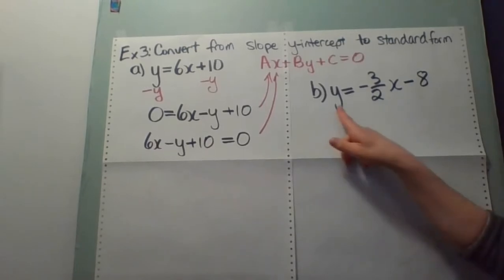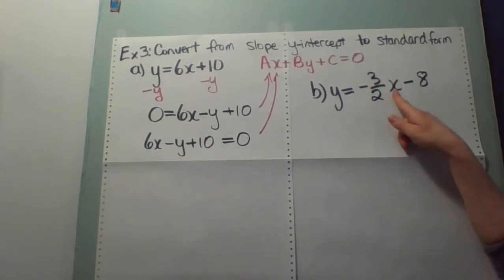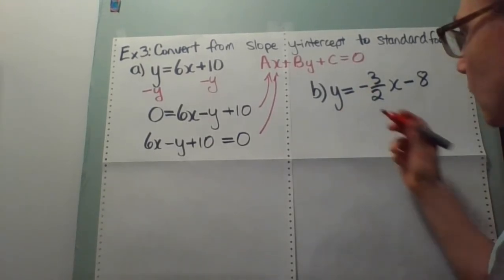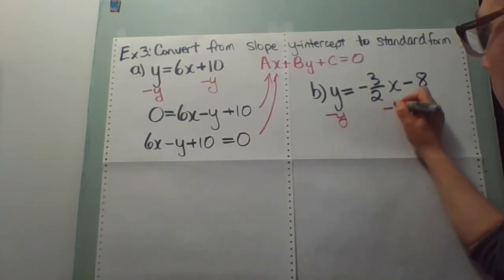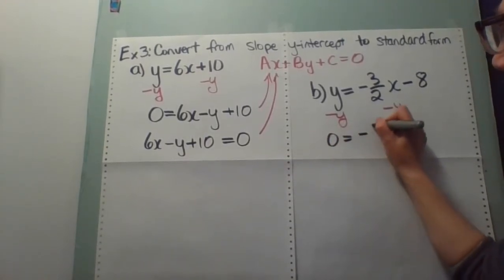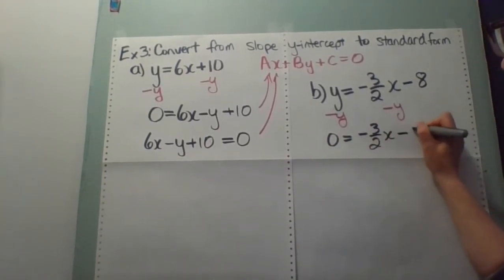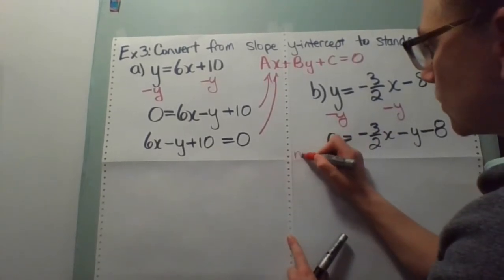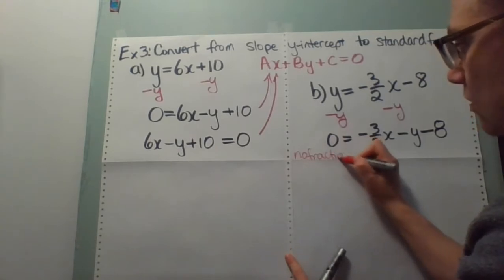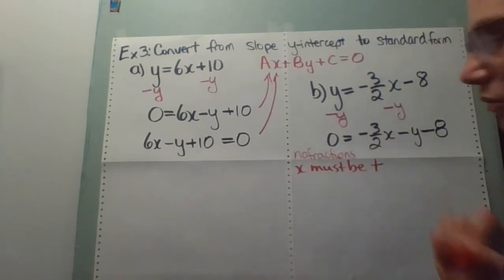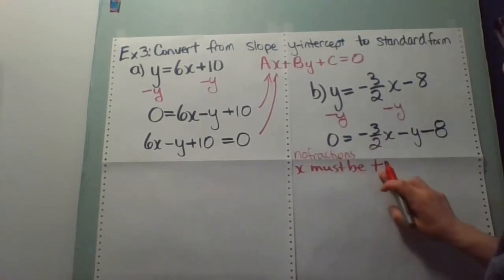All right, let's try this one. So I've got y equals negative 3 over 2x minus 8. So again, I just have to move the y. Okay, so let's subtract y from both sides. And what does that leave me with? 0 equals negative 3 over 2x minus y minus 8. Well, we're not done. I'm not allowed to have a fraction. Okay, fractions are not allowed. And x must be positive. So no fractions and x must be positive.